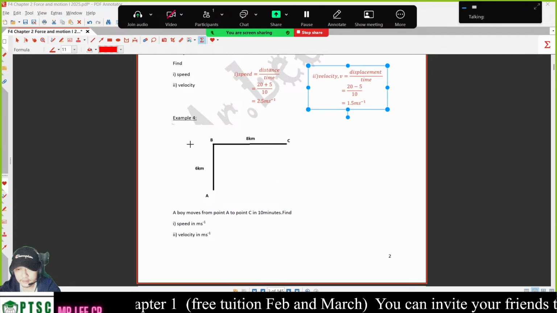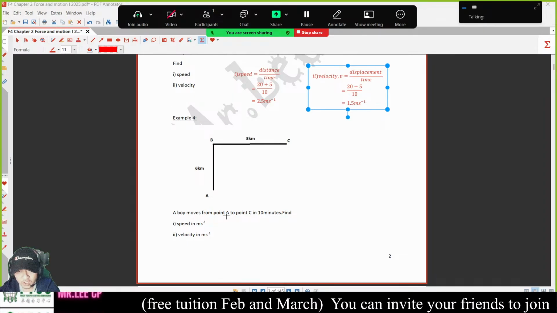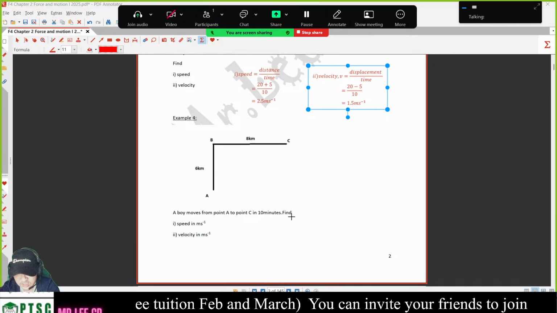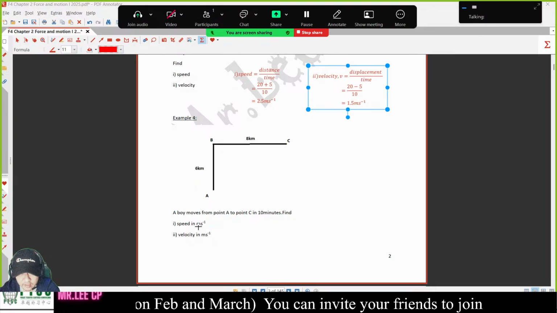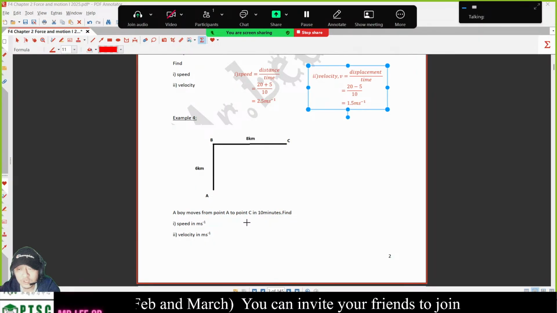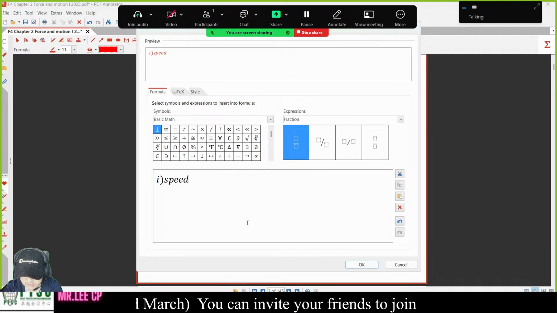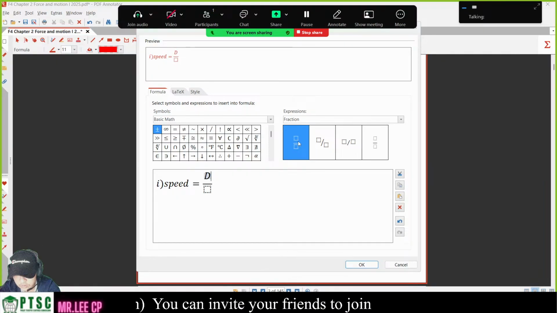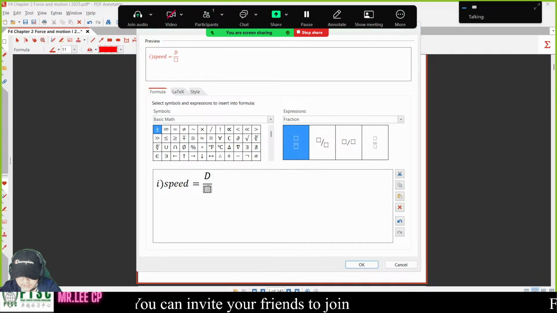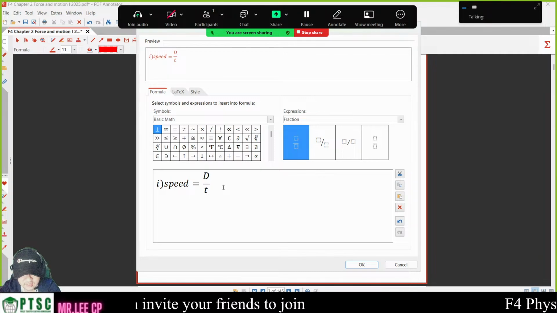Alright, so we are going to see this example. Example number 4. A boy moved from point A to B to C in 10 minutes. Find the speed. We know speed is distance over time. As I told you, I am going to use D over T, where D is distance and T is time.